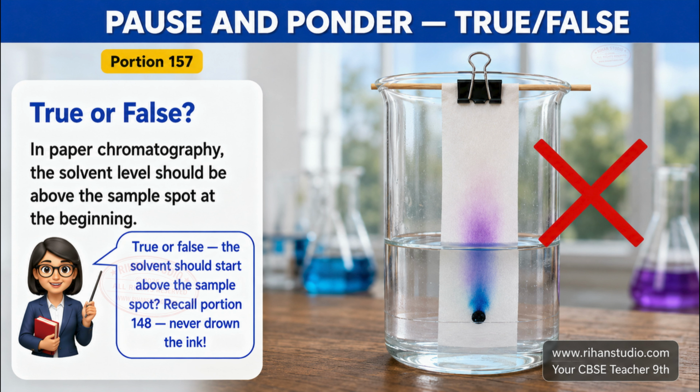Pause and ponder. True or false? In paper chromatography, the solvent level should be above the sample spot at the beginning. Recall: the solvent must stay below the spot. So this one is false.